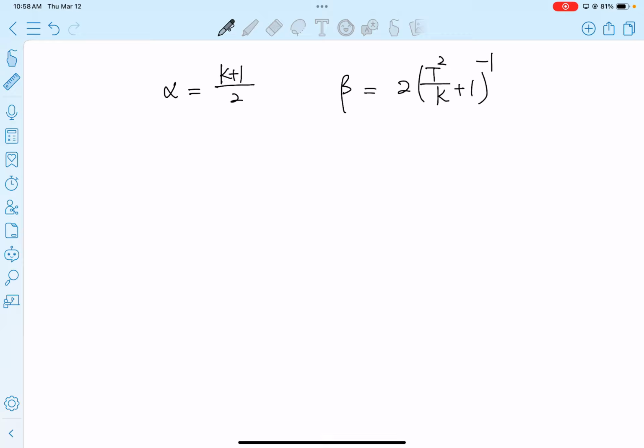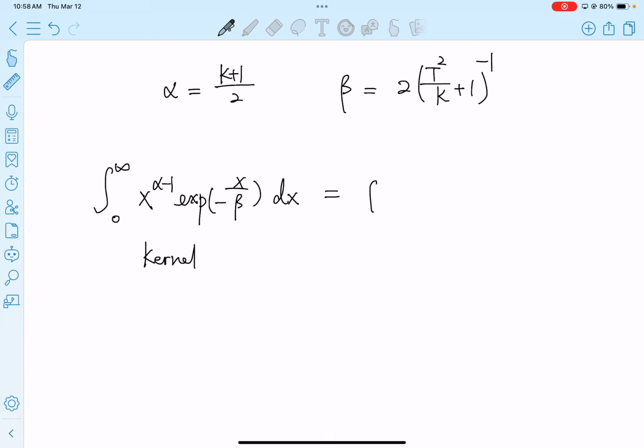Maybe just let me provide, if you don't know what I'm talking about, look up your lecture notes on the kernel function of the gamma distribution. Back then, we introduced the following. We have the integral from 0 to infinity of x to the power alpha minus 1, exponential of negative x over beta. Back then, we called this the kernel function of the gamma density. This is equal to beta raised to the power of alpha, times the gamma function of alpha. Okay, so this is from week 3 or week 4. Look up the notes.